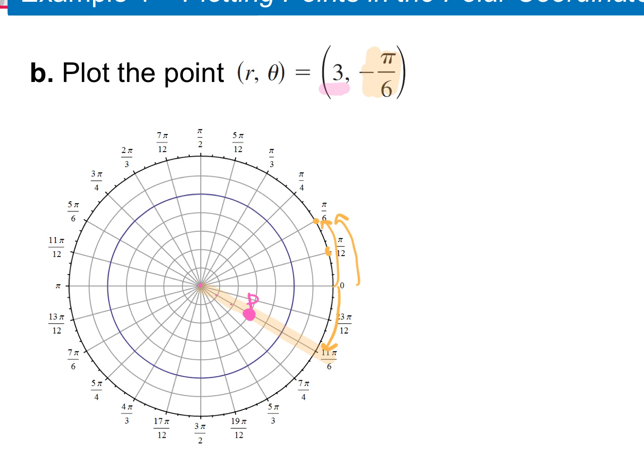What would be another coordinate for our point P? 3 comma what? 11 pi over 6, which you could also find just by adding 2 pi. So when we add 2 pi, this would turn into 12 pi over 6, which we would get 11 pi over 6. We could find another angle by subtracting 2 pi.